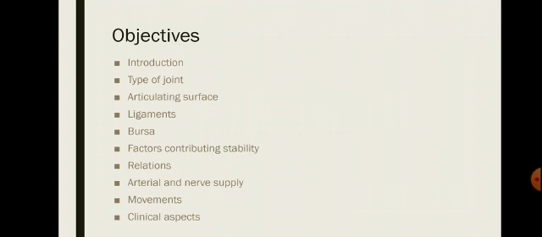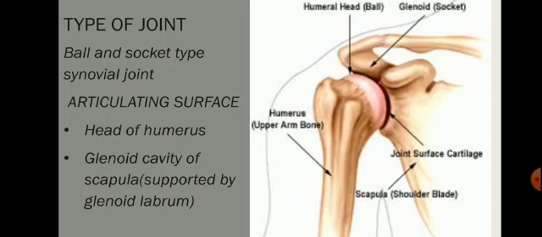In case of the shoulder joint, we can go with the abduction of the shoulder. That is an important thing in clinical aspects. Okay, first of all, introduction. What is the shoulder joint here? The shoulder joint is nothing but a joint between the head of the humerus and the glenoid cavity. We can say that it is the least stable one.